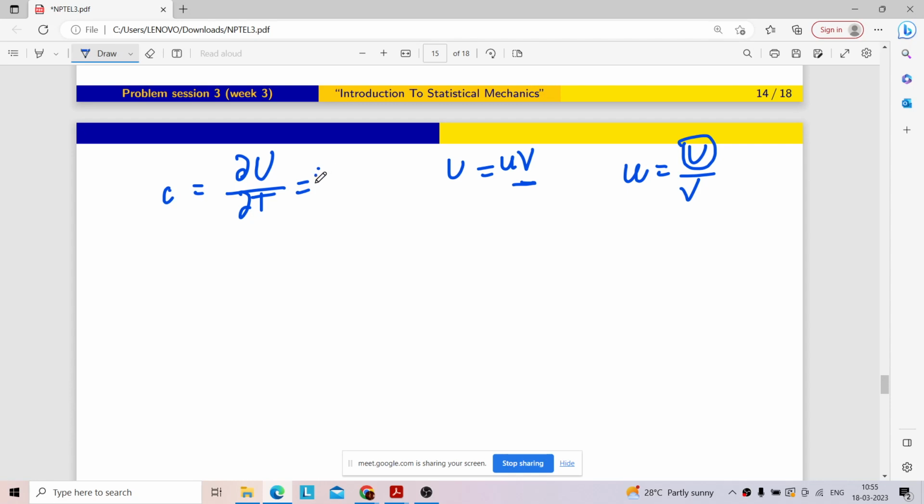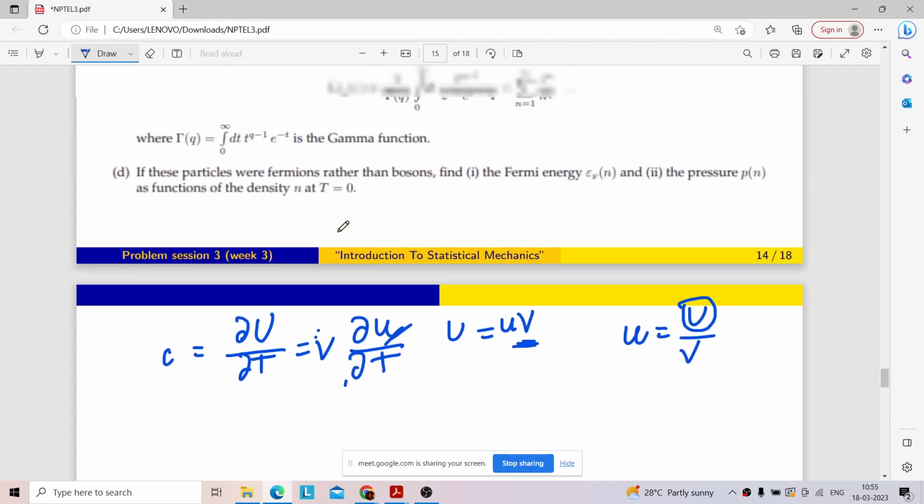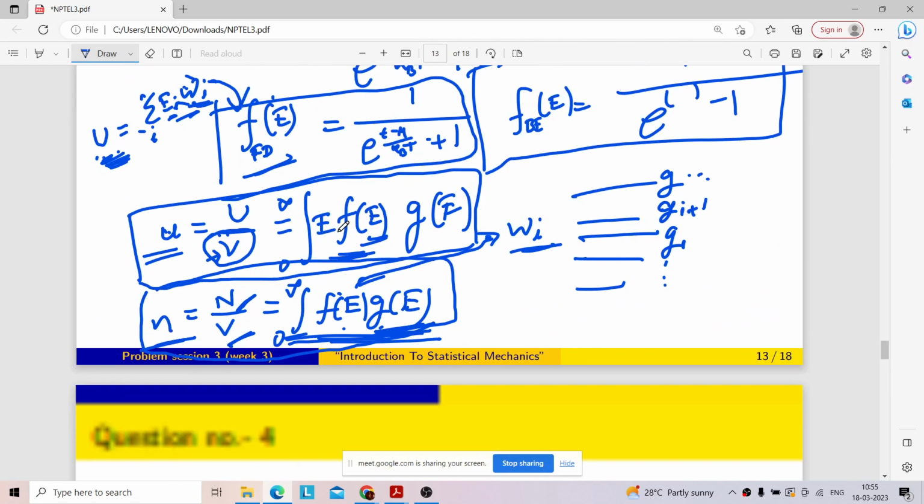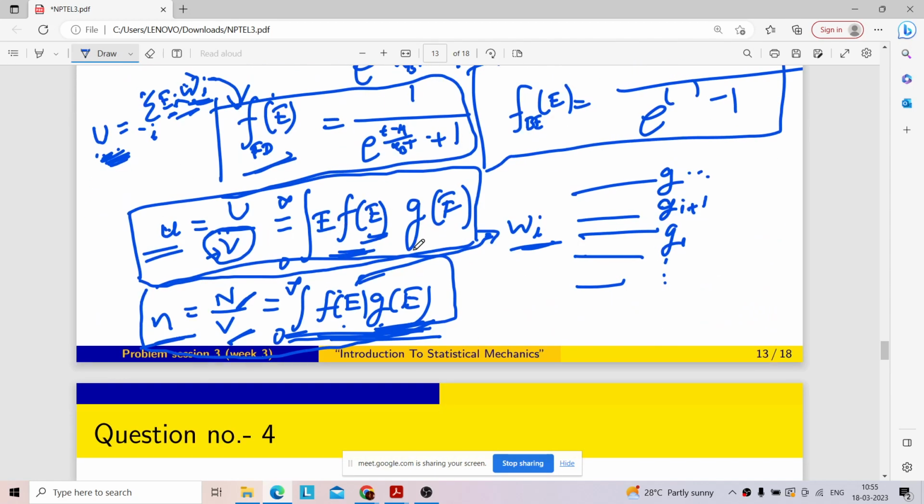Okay, I can take this V outside, as I am assuming volume is constant. Then I have to differentiate the small u with respect to time. Small u I have already calculated in general form, like this integration in terms of distribution and density function.